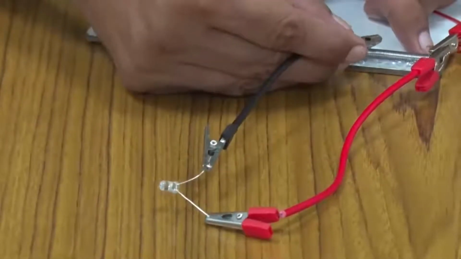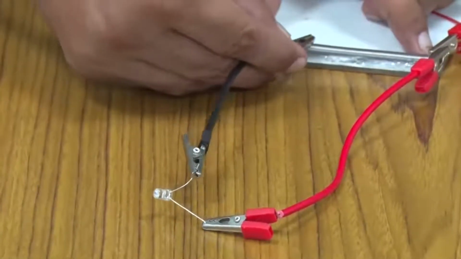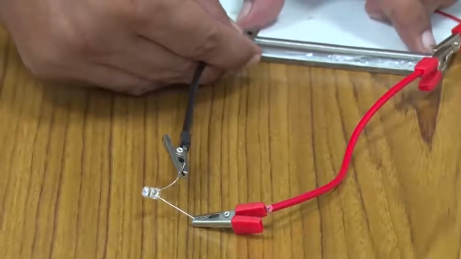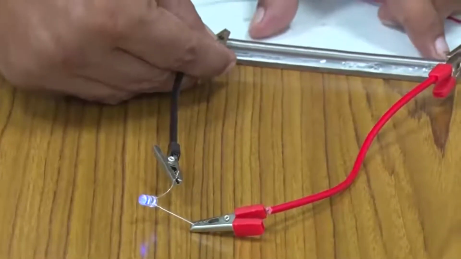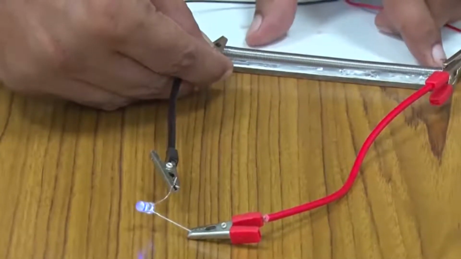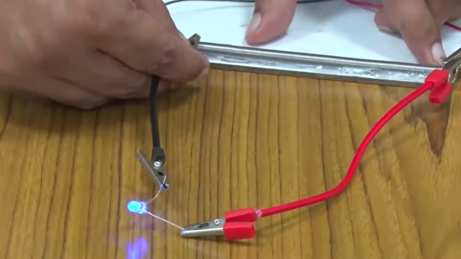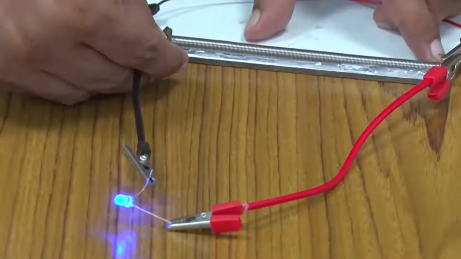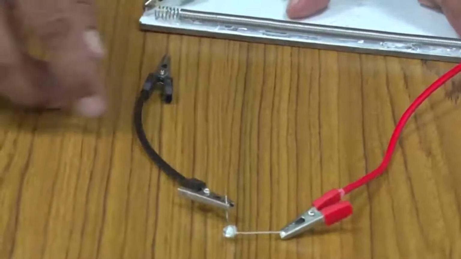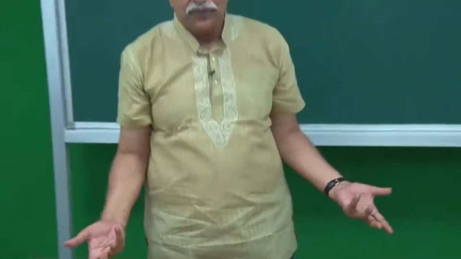Alright. So, to glow this blue LED, I have to use a much larger length of this heater coil. See, now it has started glowing a little bit, and here it is. And if I do it in reverse, it will not glow, it is a diode.